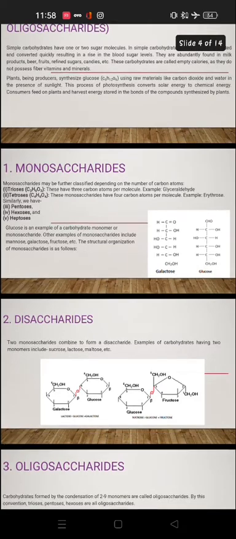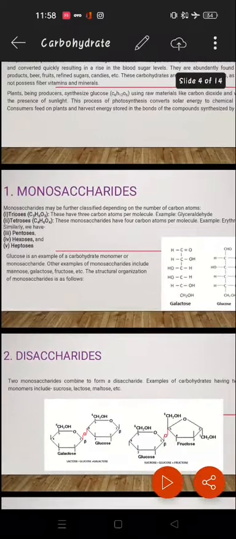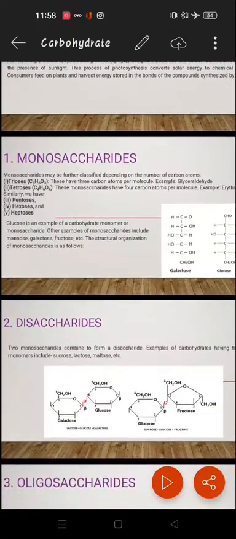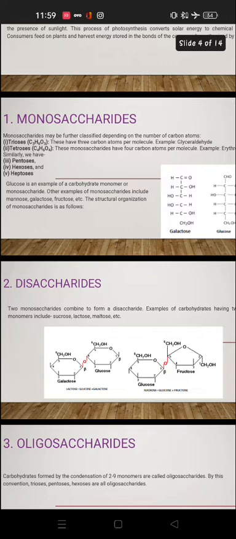First we discuss monosaccharides. Monosaccharides may be further classified depending on the number of carbon atoms, like trioses, in which 3 carbon atoms per molecule are present, and tetroses, which have 4 carbon atoms per molecule, and likewise pentoses, hexoses, and heptoses.